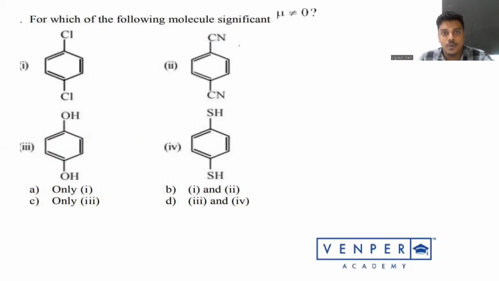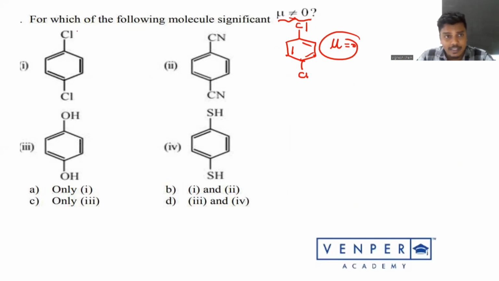Which of the following molecules has dipole moment mu not equal to 0? Now we know, in the case of ortho, para and meta, this is the para isomer, with the groups opposite each other. Always in the para isomer the dipole moments cancel out each other. Therefore mu is equal to 0. In this one also it is para. Everything is para, sir, then how can I find out? This Cl and this Cl are opposite, and cancel out each other.